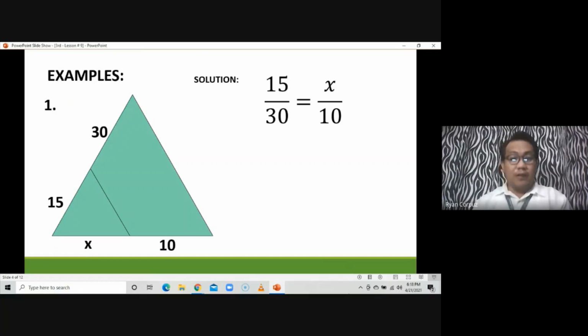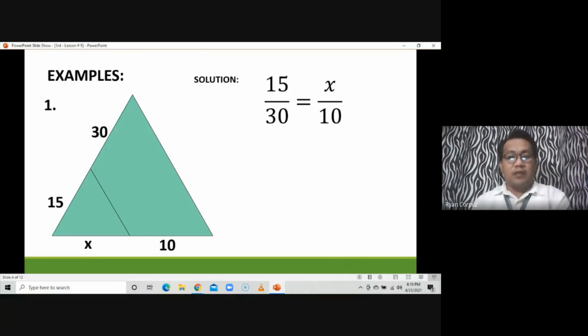Also, pwede natin siyang gawin vertically, 15 over x is equal to 30 over 10. Pwedeng ganun din yung gamitin nyo. But kahit na gamitin nyo yung other way of forming proportions, still you'll come up with the same answer. So parehas sagot pa rin naman ang makukuha nyo even if you do that. Diba? So, next thing we are going to do is to solve for the value of x.